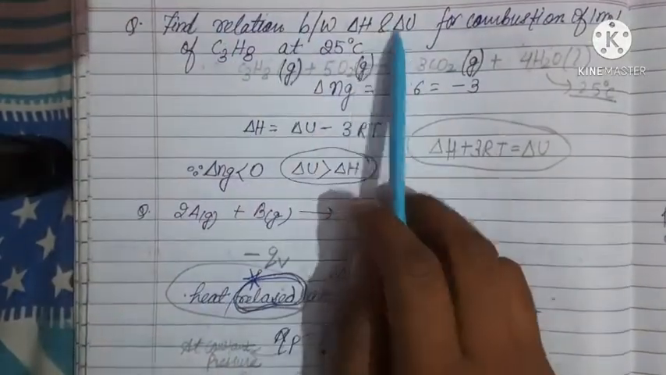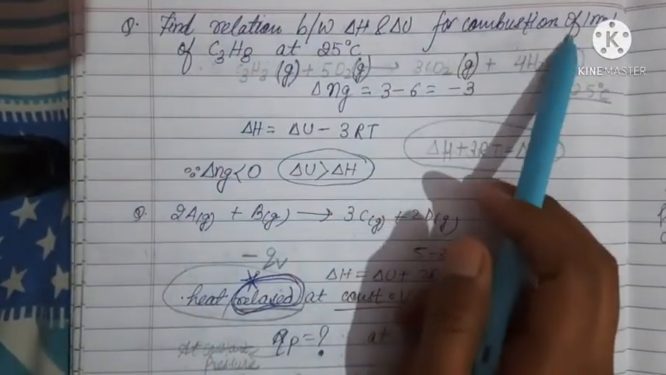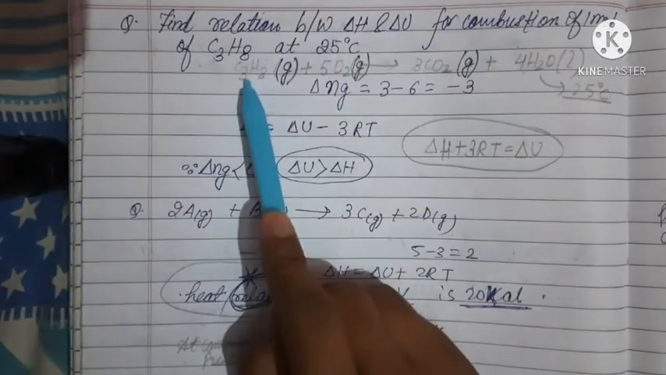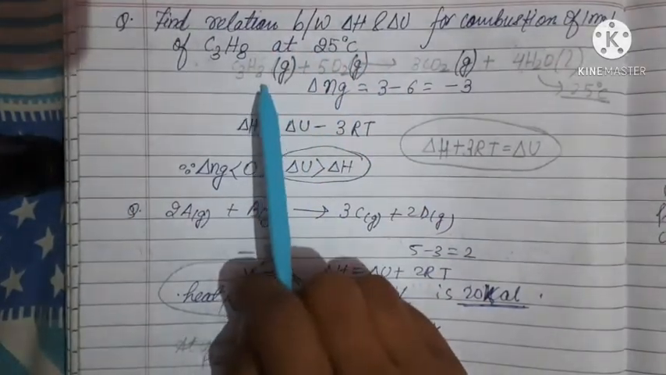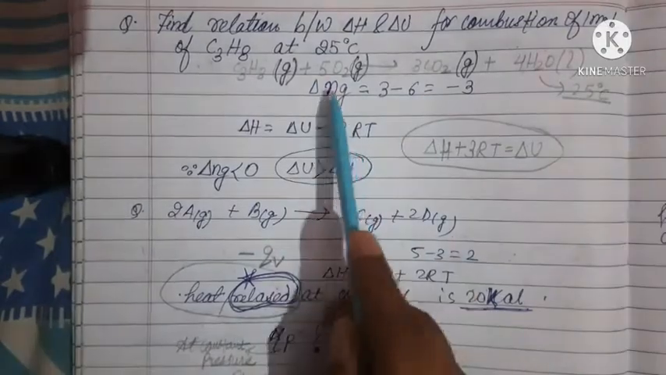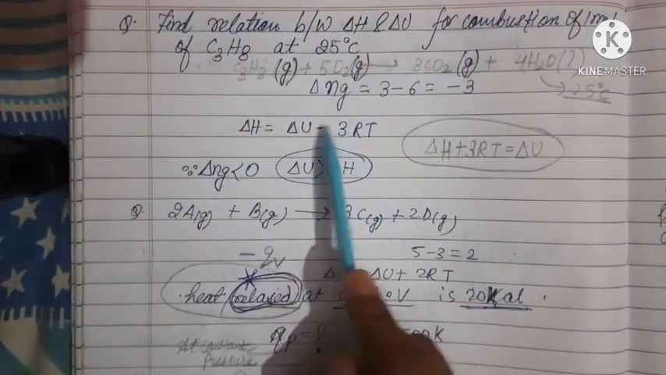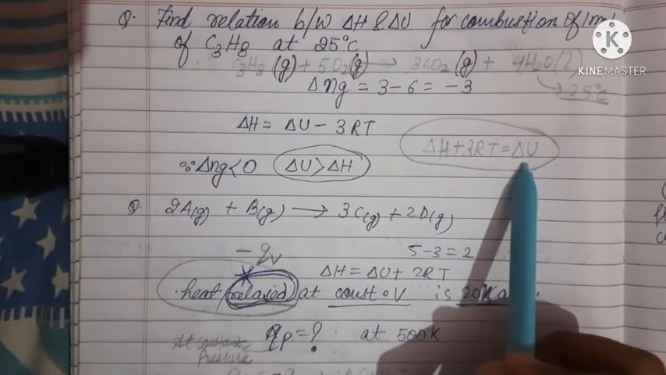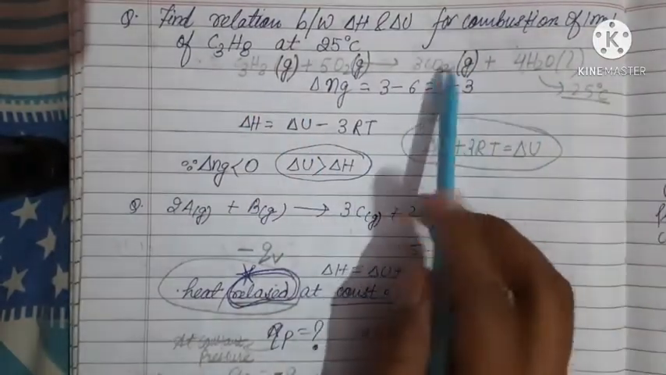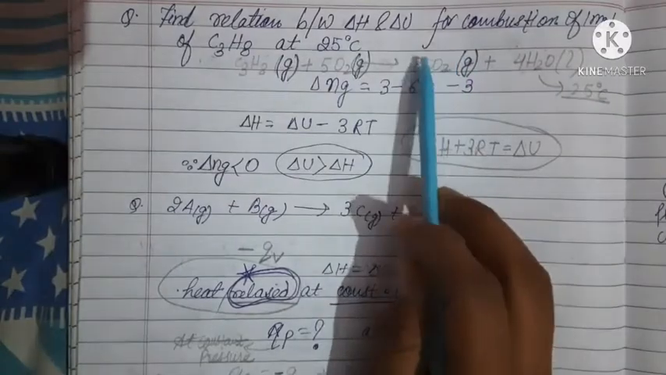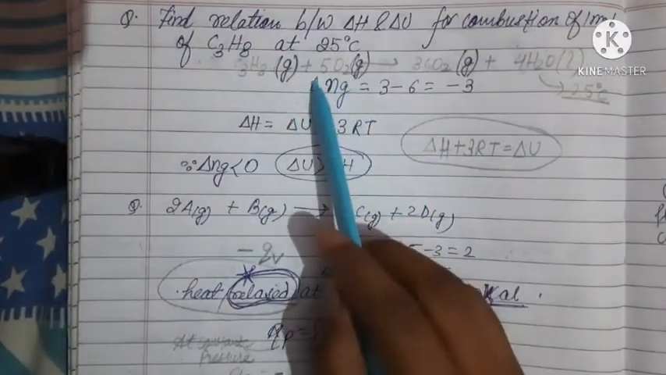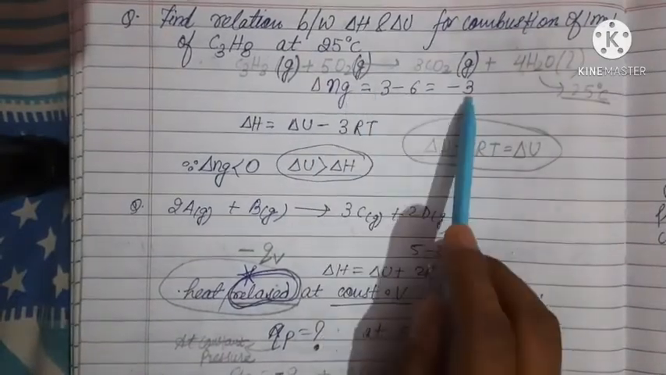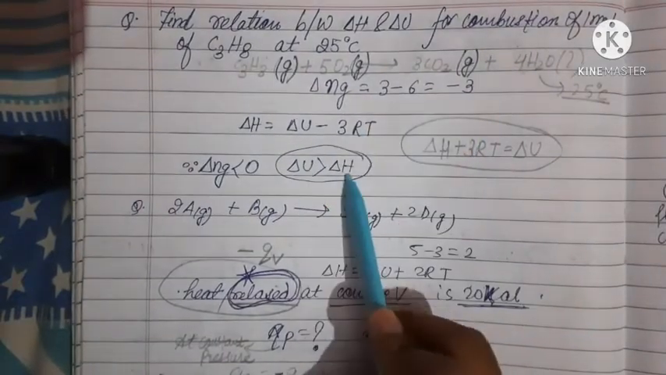Find the relation between delta H and delta U for the formation of 1 mole of C3H8, propane, at 25 degrees C. Firstly, we will write the reaction for this, then we find delta Ng, and then we put that in delta H equal to delta U plus delta Ng RT. We find how many gaseous molecules there are, and delta Ng is products minus reactant gaseous molecules. So here delta Ng is negative, so delta U is greater than delta H.